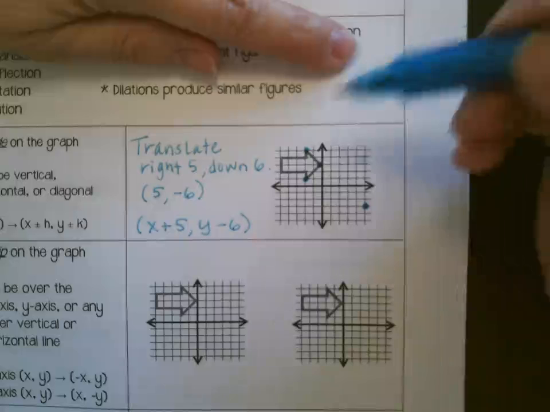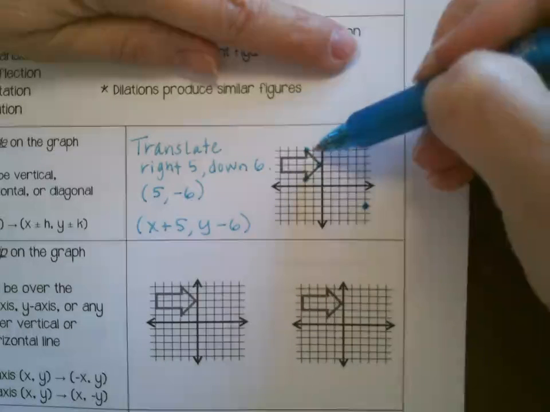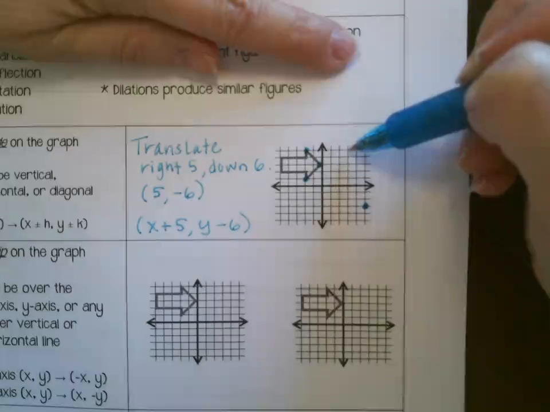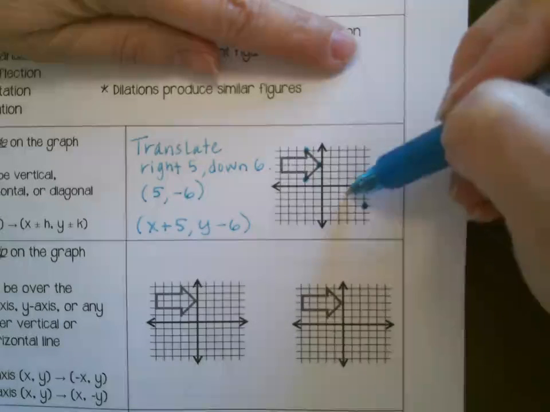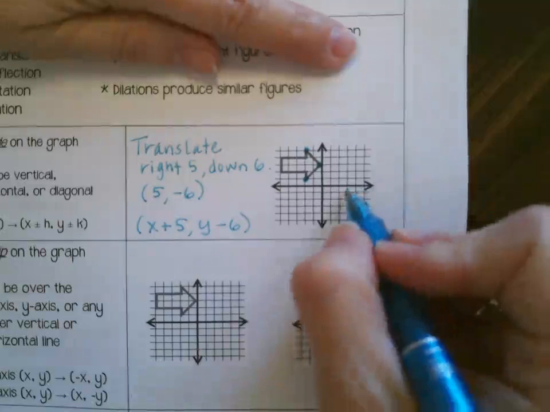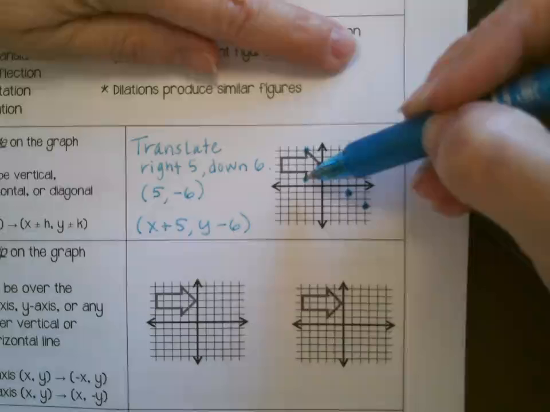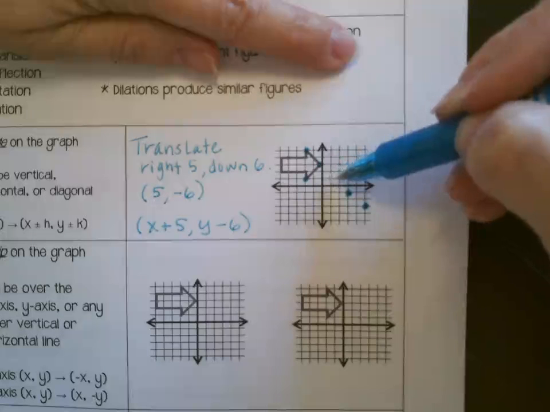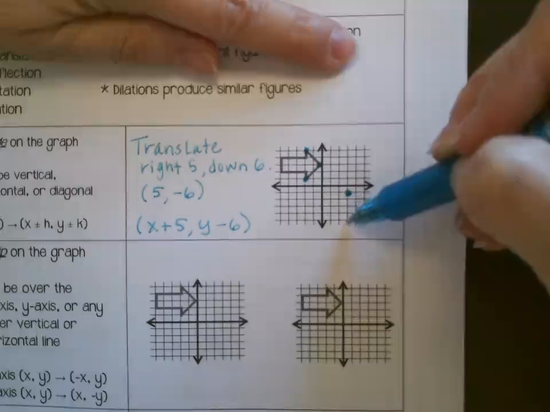So let's do this one next. We need to go right 5 and down 6. So 1, 2, 3, 4, 5. 1, 2, 3, 4, 5, 6, which brings, whoops, that one right there. All right, let's try this one. Right 5, down 6. 1, 2, 3, 4, 5. 1, 2, 3, 4, 5, 6.